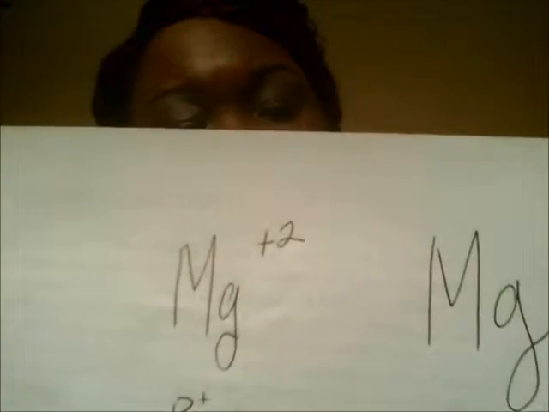What if I wrote magnesium as what's called a cation? A cation is something that has a positive charge. So instead of writing magnesium, what if I wrote magnesium plus 2? That means it's still magnesium, but it has a positive 2 charge. So I'm going to do my 3 subatomic particles again. Protons, neutrons, and electrons.